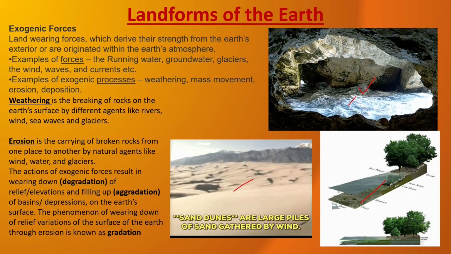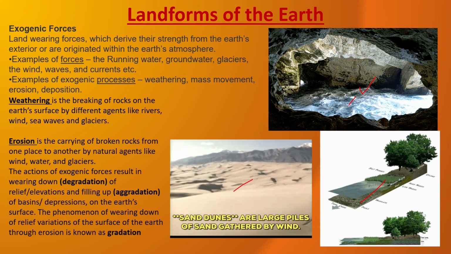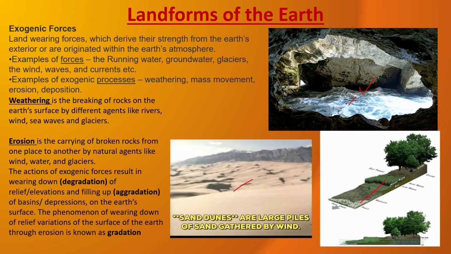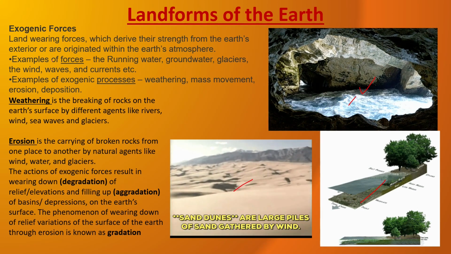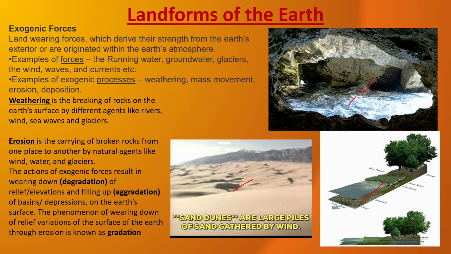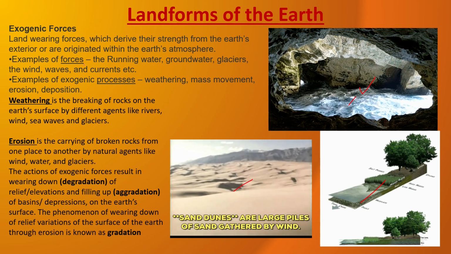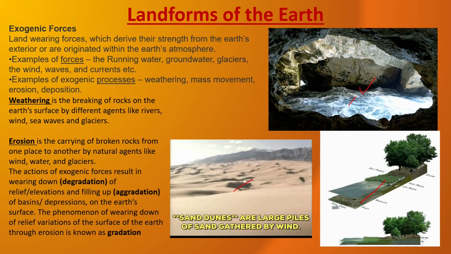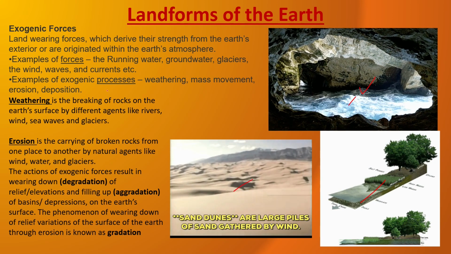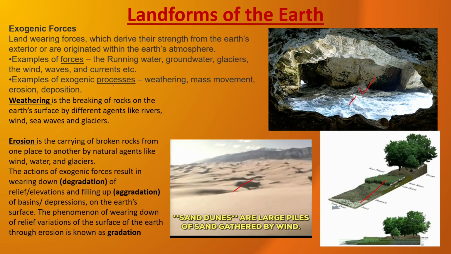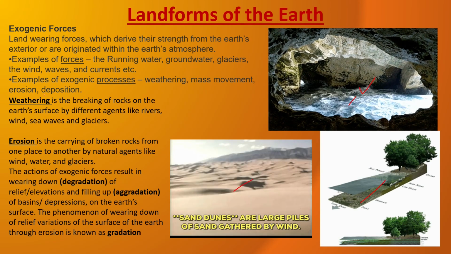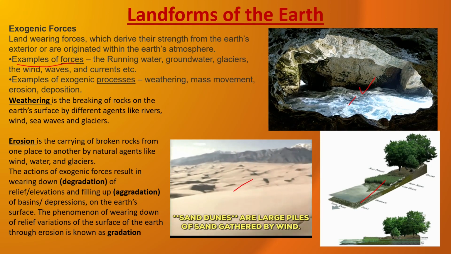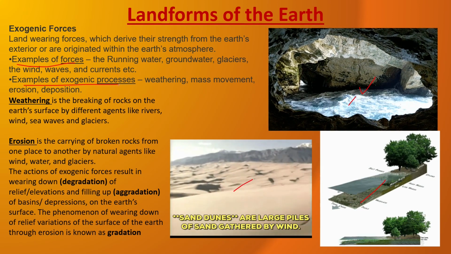Now, land wearing forces. Previously, we have learned about land developing forces, now land wearing forces, which derive their strength from the Earth's exterior or originate on the Earth's surface. Examples of forces: the running water, groundwater, glaciers, wind, waves, or ocean currents. And examples of processes: weathering, mass movement, erosion, and deposition. Now we have to be very careful about these two terms: examples of forces and examples of processes.